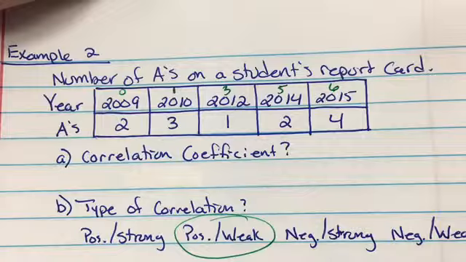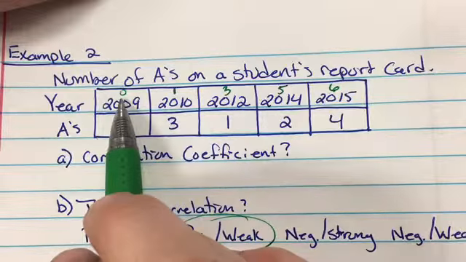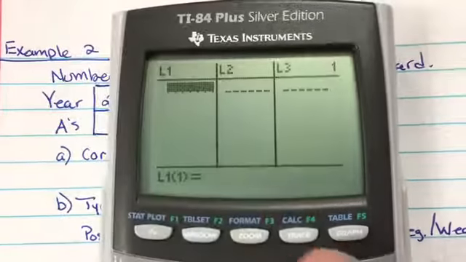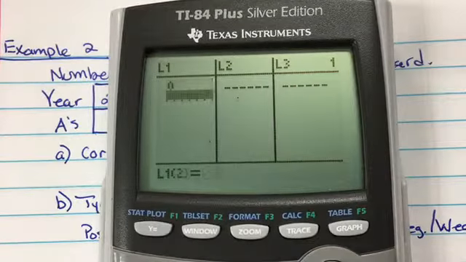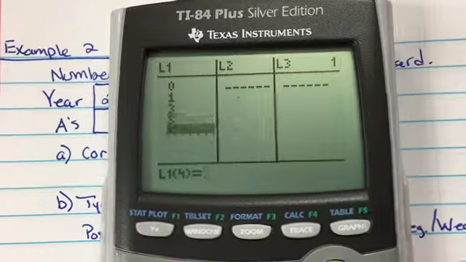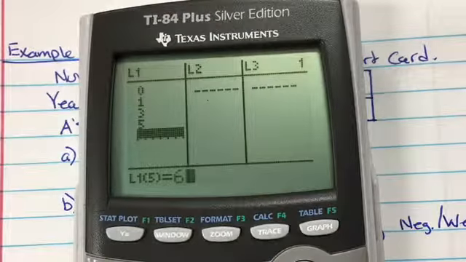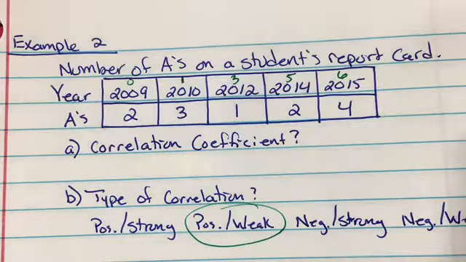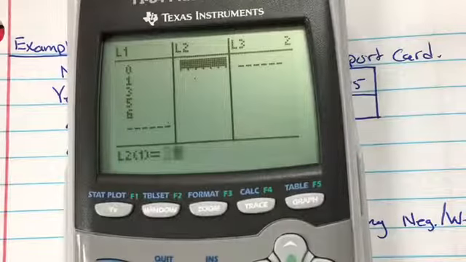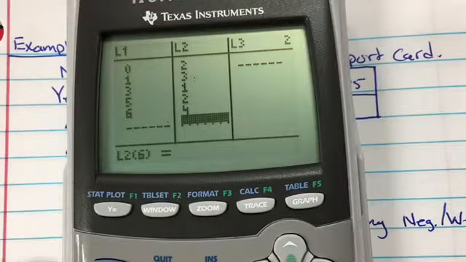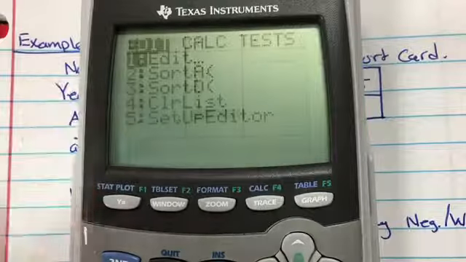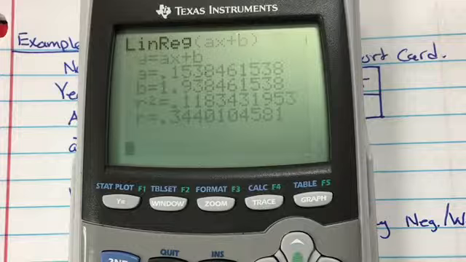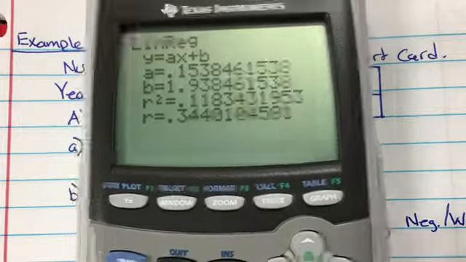Okay? Always, always, always start at 0 for the years. Never enter years. So you're going to go ahead and enter this data as 0, 1, 3, 5, and 6. And then put in the other information, which was the number of A's, 2, 3, 1, 2, 4. All right. Then we can go through our stat, write, 4, enter to get our information.